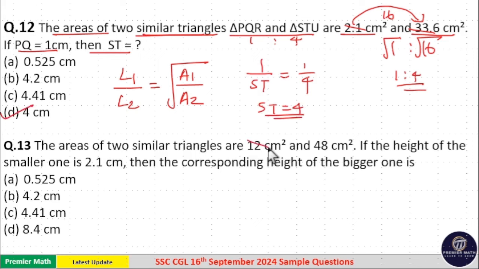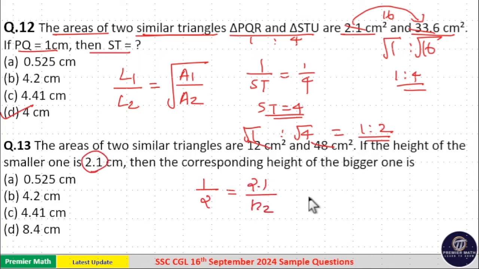Here, same way, take the ratio. That is 1:12 goes 4 times in 48. Now take the square root. So square root of 1 and 4 is equal to 1:2. Now this one part is for the smaller triangle and two parts are for the larger triangle. So here the smaller triangle height is 2.1 and the larger triangle height we have to find. So H2 is equal to 2.1 into 2, 4.2.